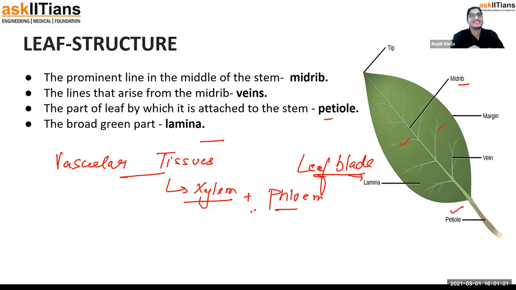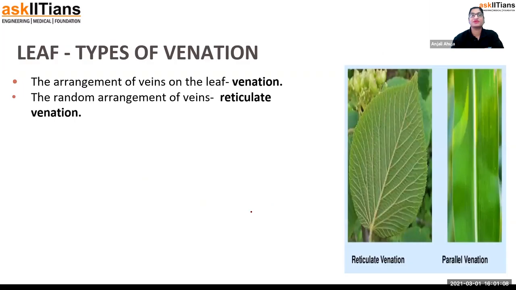Now, what further things are present in the leaf? I have a video to show you over that. Till then, let's understand the next thing about the leaf, which is the type of venation. Venation means the arrangement of the veins. How these veins are arranged on the leaves is known as venation.